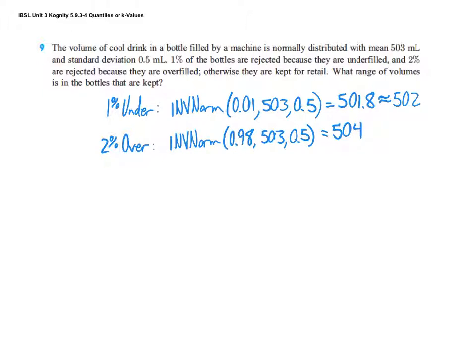And then do we write like a greater than 502 and less than 504? What range of volumes? You could say something like that. You could say the volume is going to be between 504 and 502. That's fine. But we don't have to do that? Well, yeah, I mean, you should give some kind of an answer. Yeah. And do we have to put units?